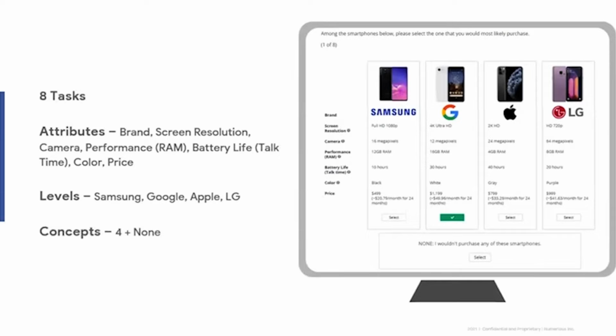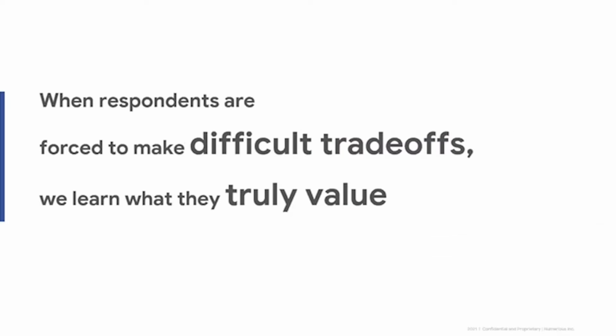Each of those smartphones are defined by attributes. Some of those attributes are things like the brand of the smartphone, or the type of camera, or the price. And within each of those attributes, we have our levels. So the attribute of brand has levels of Samsung, Google, Apple, and LG, for example. Now, we believe that by forcing respondents to make difficult trade-offs, we can learn what they truly value. And that's why we really like this technique of choice-based conjoint.